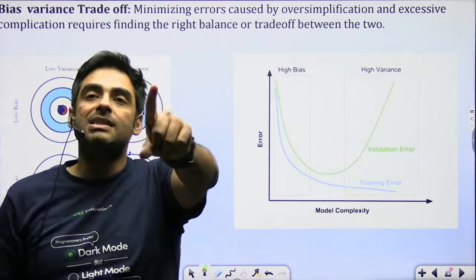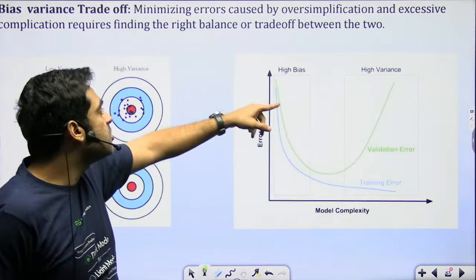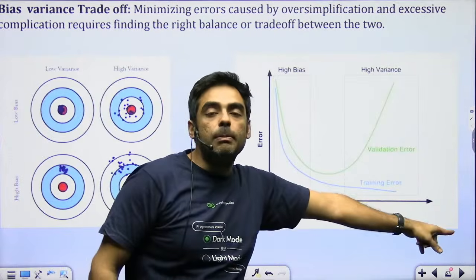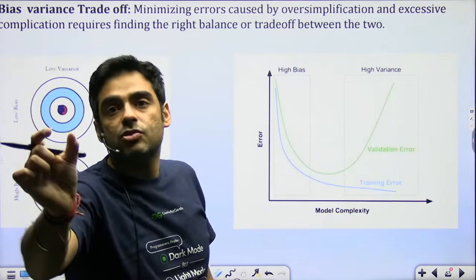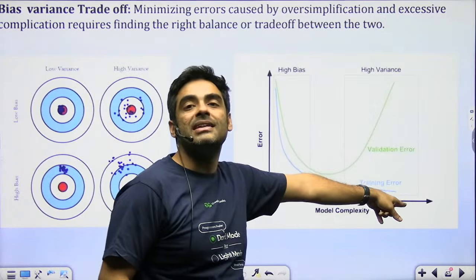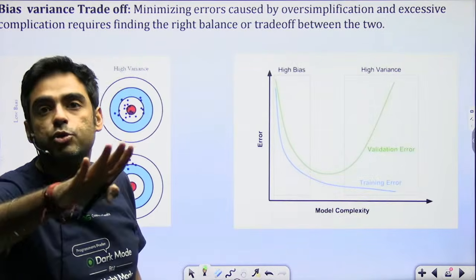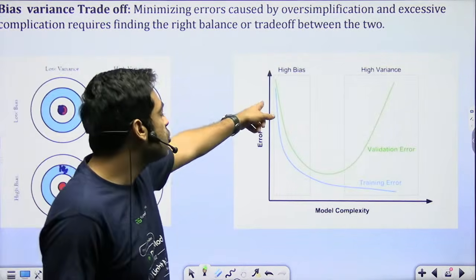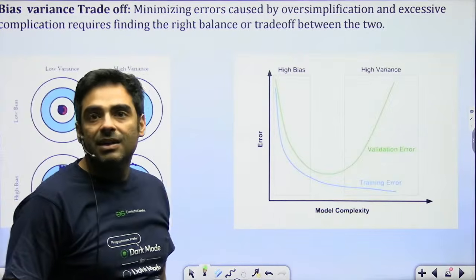So what is the bias variance trade-off? That means your model shouldn't be too complex, or too simple. So there should be a balance between bias and variance, so that your model shouldn't be too complex or too simple, right? There should be a balance between bias and variance.